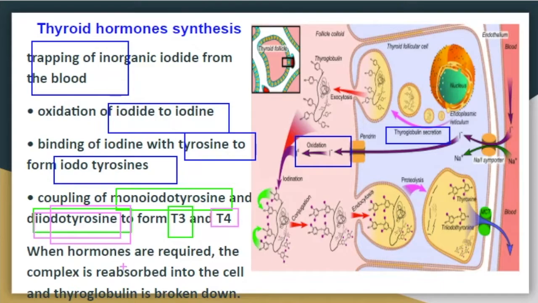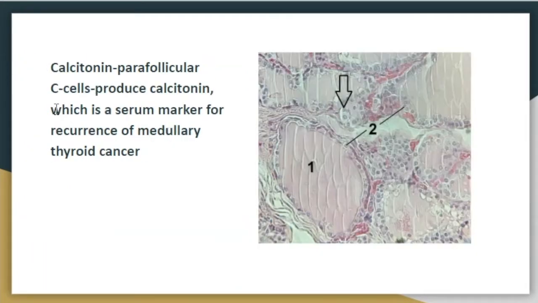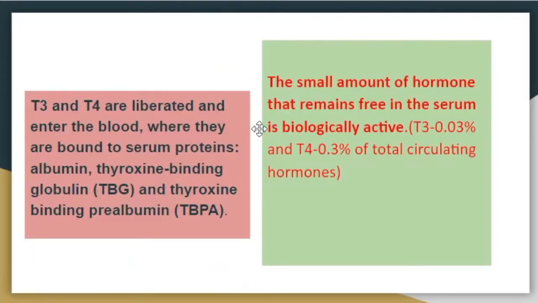Now, as and when the hormones are required, this complex is reabsorbed into the cell and thyroglobulin is broken down. So far we saw iodine trapping, conversion of iodide into iodine, which reacted with tyrosine residues from the thyroglobulin. Then they further formed our two hormones, which are T3 and T4, by coupling. When they were required, this complex was reabsorbed into the cell and the thyroglobulin was broken down. Now what happens here is, there are two things that can happen, right?